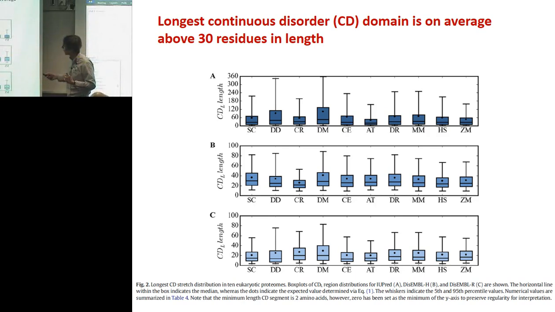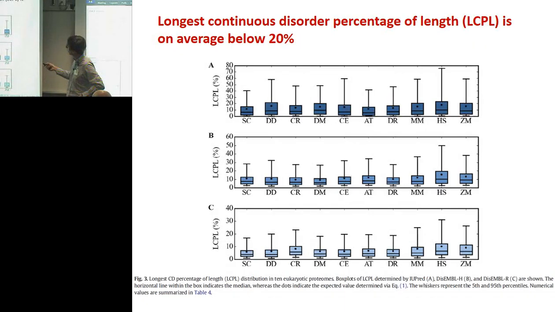The other challenge that Mike and I have in this study is that this is not standardized by the length of the protein. So 30 residues on a protein of 50 residues is more than 50% of the protein. What happens if you have a protein that has 1,000 residues? Is that significant? So we created a new index that looks at the longest continuous disorder percentage, based on the length. When you standardize the longest continuous disorder by dividing it by the total length of the protein, we find that the average is well below 20%, which makes sense.